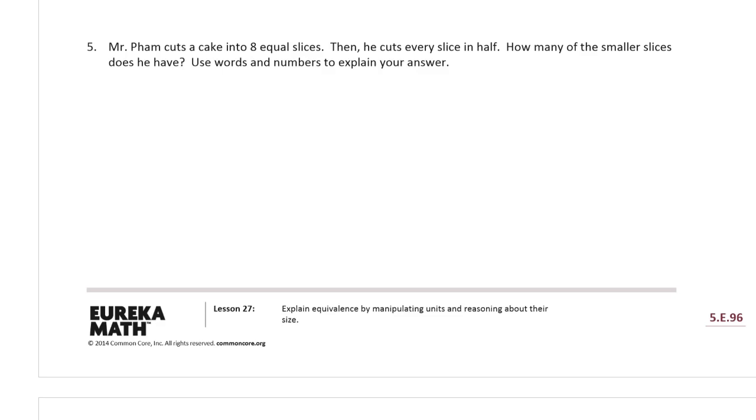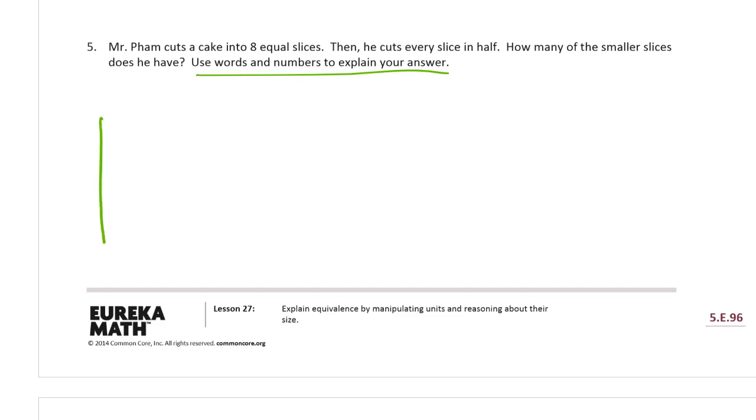Mr. Pham cuts a cake into 8 equal size slices. Then he cuts every slice in half. How many of the smaller slices does he have? Use words and numbers to explain your answer. All right, so I'm going to draw a picture, and then I'm going to use words and numbers to describe my picture or to explain my picture.